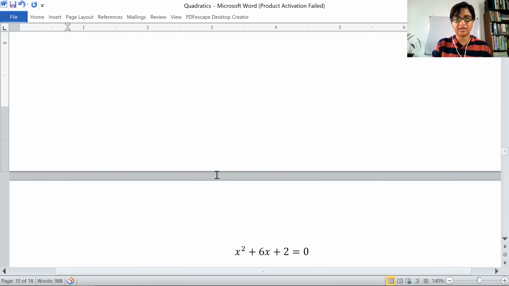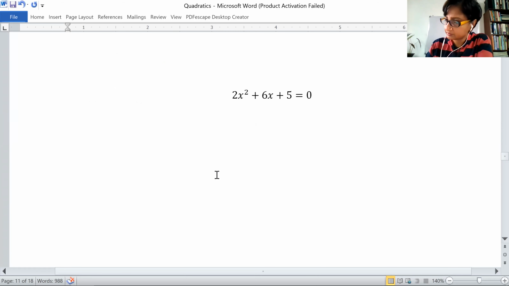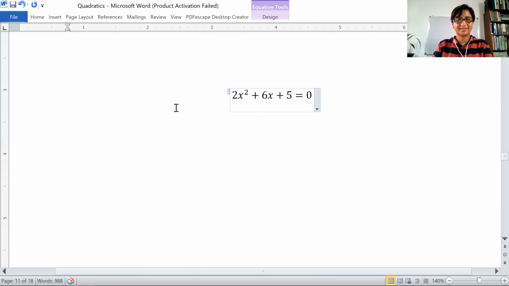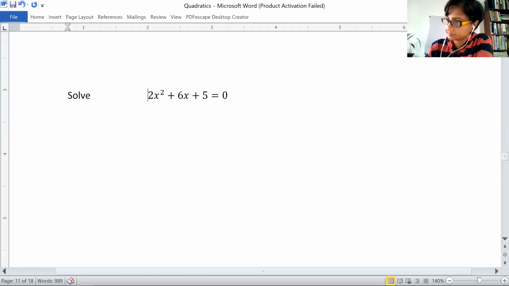Shall we do just one more maybe? Shall we do this one? Example 2. Because I have a coefficient for the x squared term here. Again, you need to have the instruction: solve 2x squared plus 6x plus 5 is equal to 0.